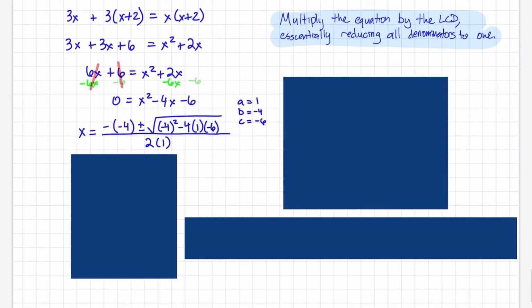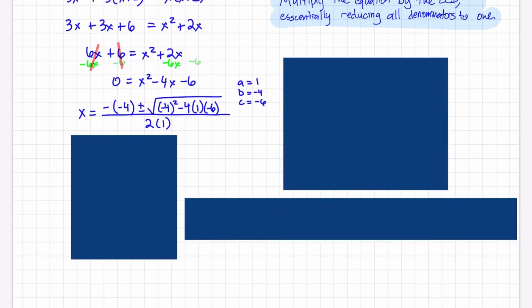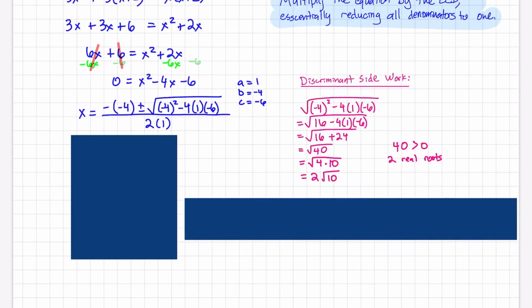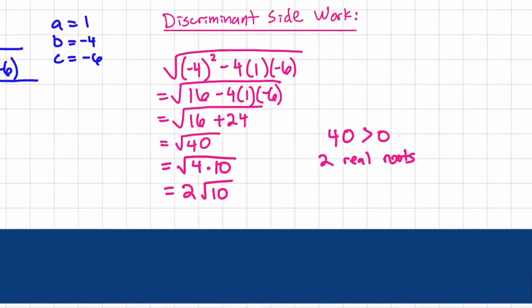All right, at this point, I want to do my discriminant side work, because if I do it in this problem, I'm just going to write, it feels like 1,000 lines and be having to rewrite the same stuff over and over. So I just do this discriminant side work. So here, I square the negative 4, and I get 16. And then I multiply negative 4, 1, and negative 6, and get 24.